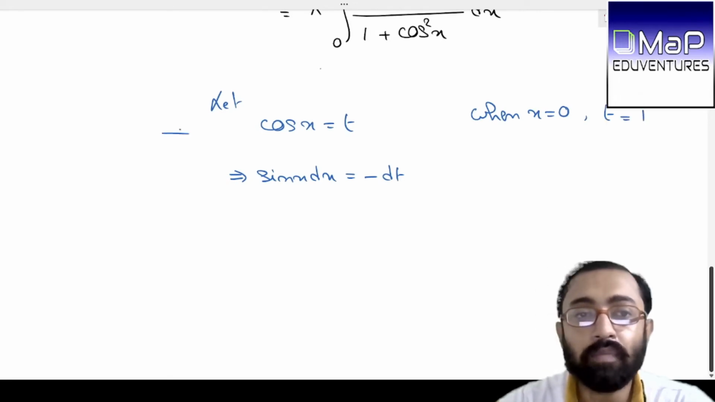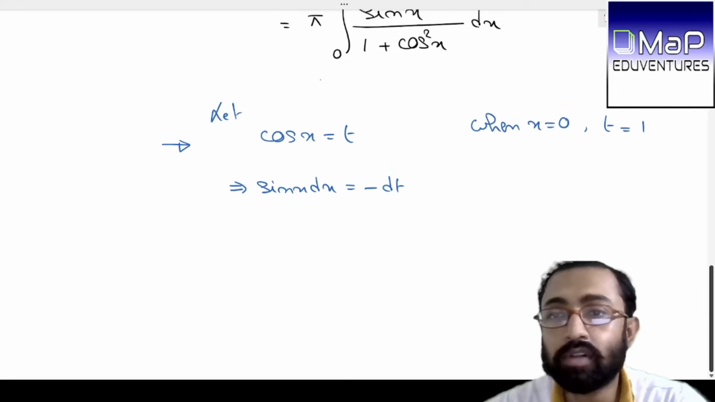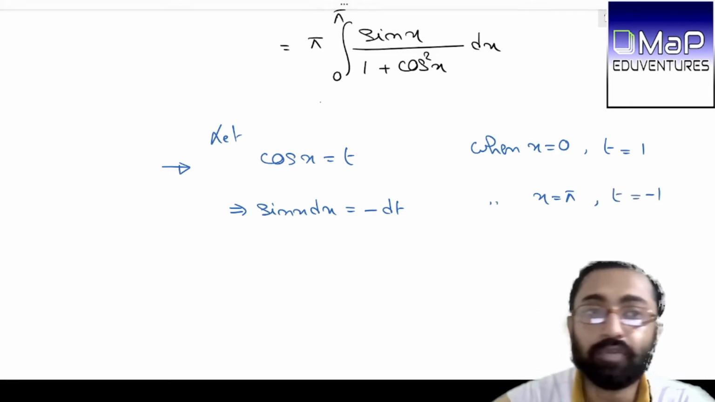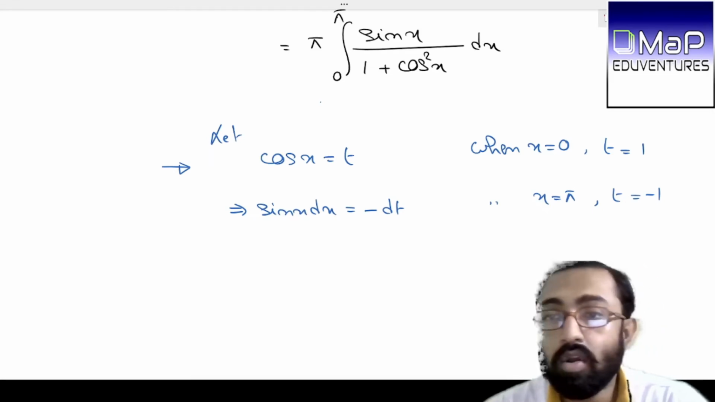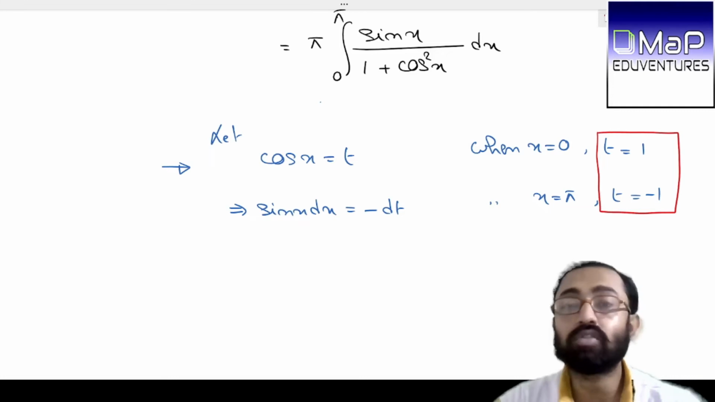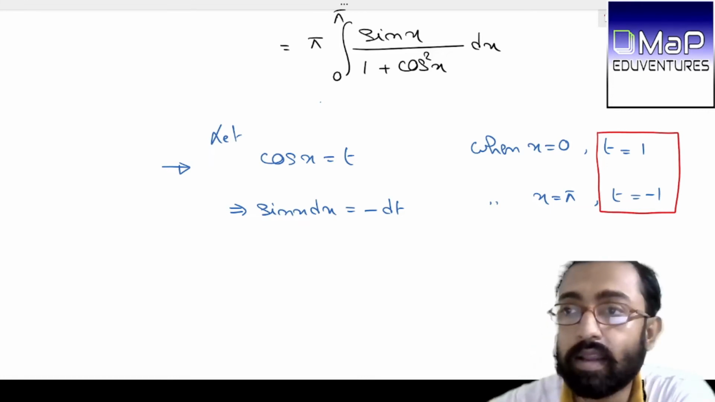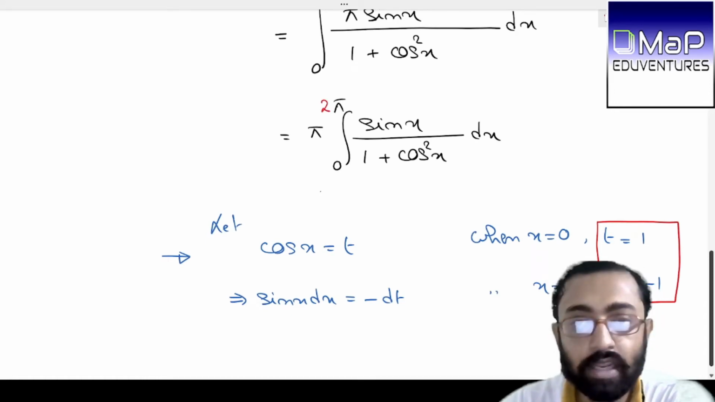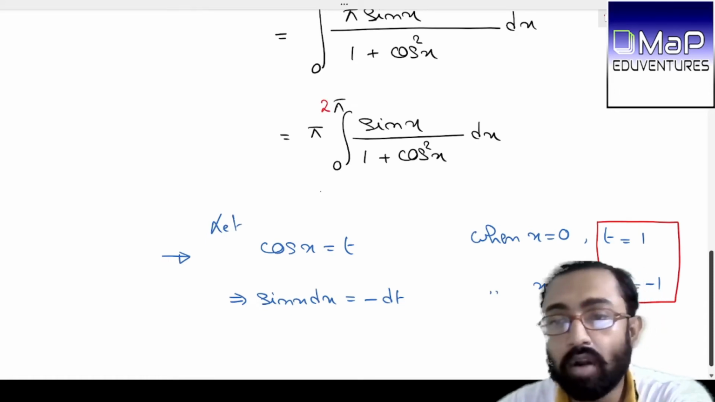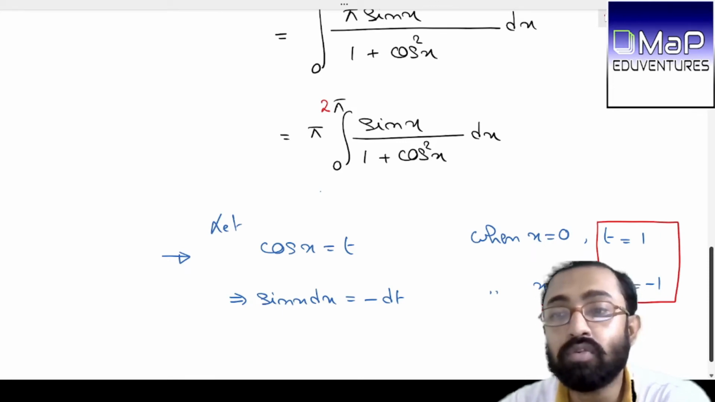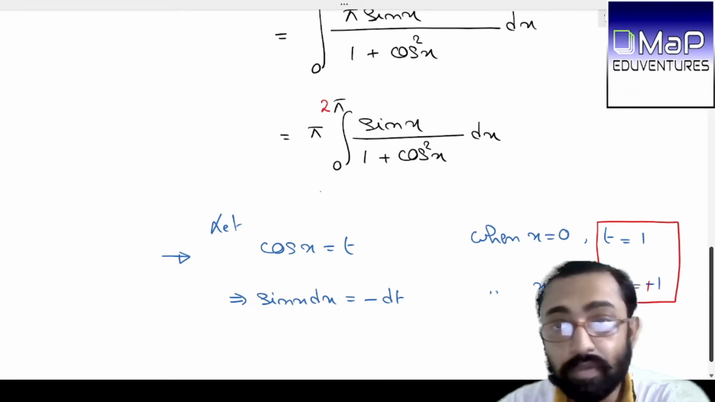When x equals to 0, t equals to 1. When x equals to pi, at that moment t will be equals to minus 1. So here you will get the condition. Suppose the limit of t does not change, they remain same. For example, if the integration is from 0 to twice pi, then for x equals to 0 t will be 1, but for x equals to twice pi, you will get t equals to 1. So that is the condition.